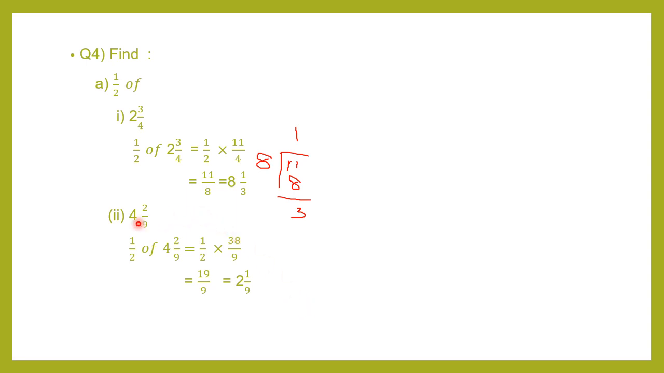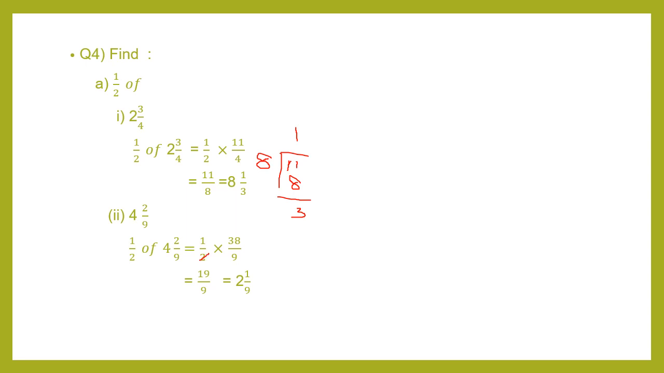1 3 by 8. Question number 2. 4 2 by 9. So 1 by 2 of 4 2 by 9 is equal to 1 by 2 of, of means multiplication. It's a mixed fraction, convert to improper fraction. 9 4s are 36. 36 plus 2, that is 38 by 9. Now we can cut 2 and 38.